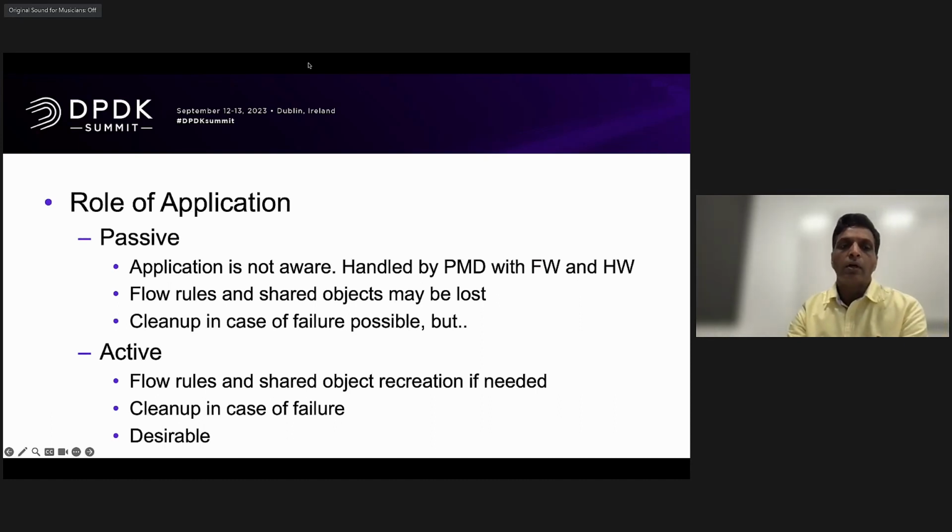So overall, if we roll back, rewind, and see, we know that passive mode works, but based on experience, the application-aware approach is more suitable and desirable for a good RAS deployment.